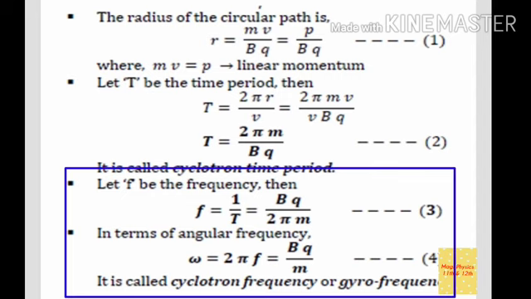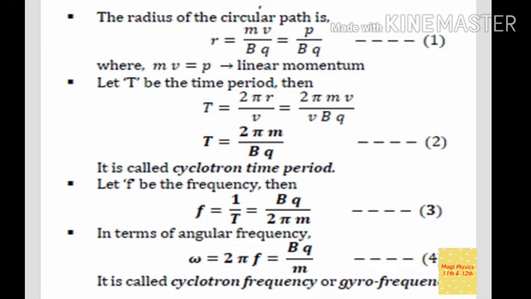Let f be the frequency of the charged particle when it undergoes the circular motion. The equation for frequency can be written as f is equal to 1 by T, because, as we know, frequency is defined as the reciprocal of time period. From that only this equation comes, f is equal to 1 by T, which is equal to Bq by 2 pi m. We can write the angular frequency equation as omega is equal to 2 pi f, which is equal to Bq by m. This equation is called the cyclotron frequency or gyro frequency.